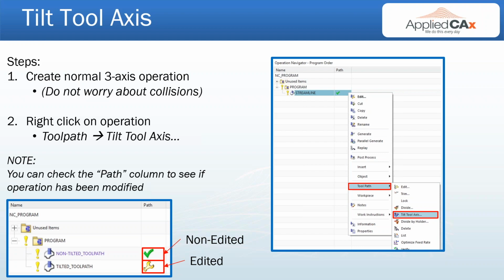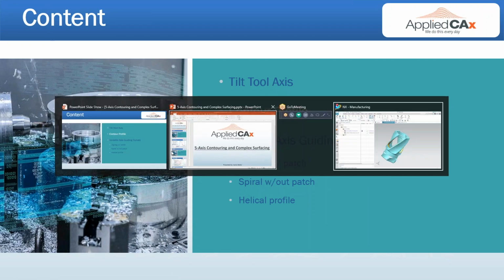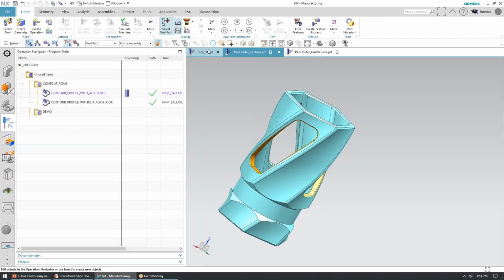But if you see the little wrench, that means that the toolpath is edited. Doesn't necessarily mean that the tool tilt axis is applied. It could be you went into the toolpath and manually edited. Any of these options in the toolpath will create an edited toolpath, except for the stuff like list that just tells you what it is. I'll show you a quick example of that.